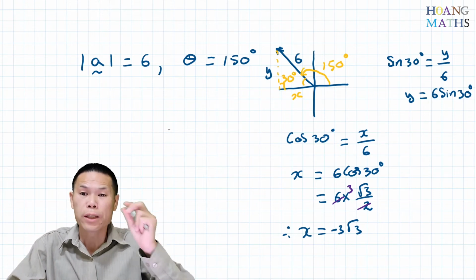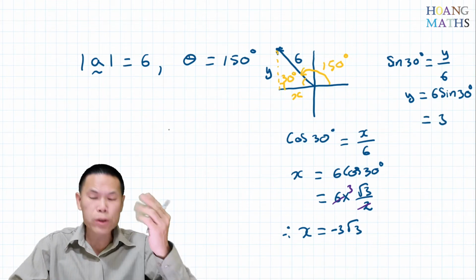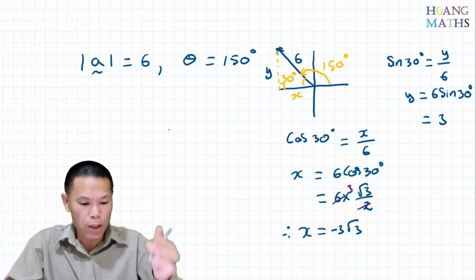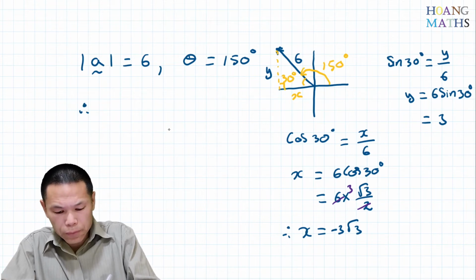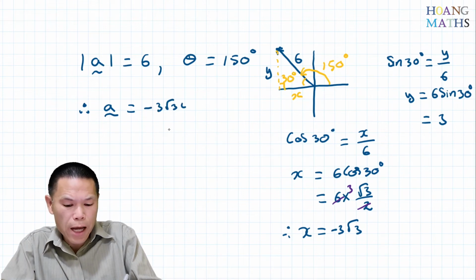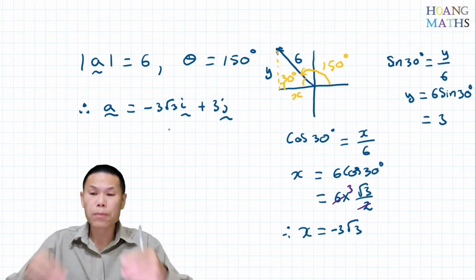Therefore, sine of 30 is a half, so a half of 6 is 3. And of course, because it is in the second quadrant, the vertical component is positive. So therefore, the vector is equal to negative 3 root 3 i plus 3j. There you go.